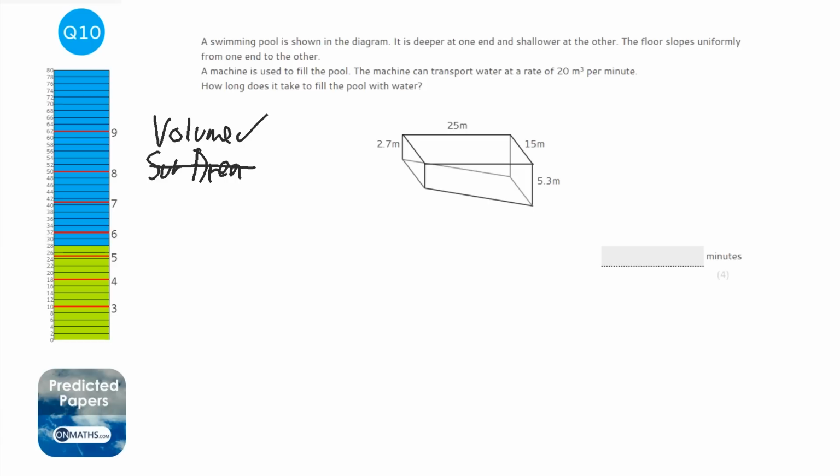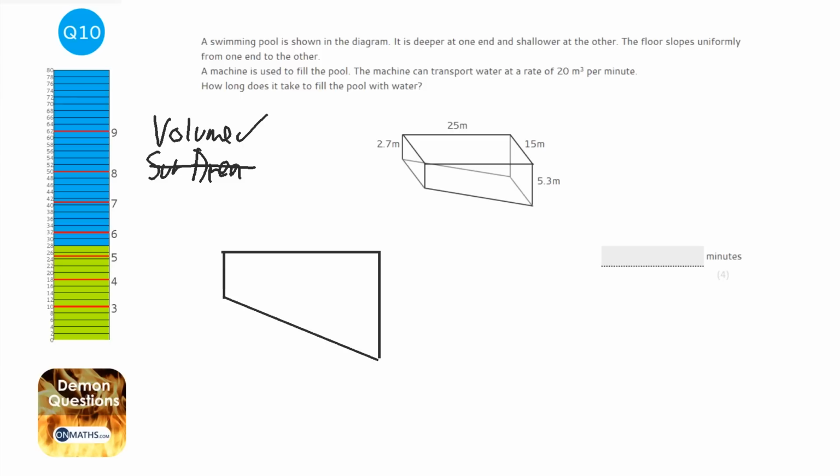Now, way of approaching this is figure out what the shape is. Well, the shape is a trapezium-based prism. So we've got to first of all work out what the area of the trapezium is. So I'm going to draw the trapezium out first. And that height is going to be 2.7, that side 5.3, and 25 across. And I'll leave off meters because I know they're all in meters. But do check they are all in meters when you do this.